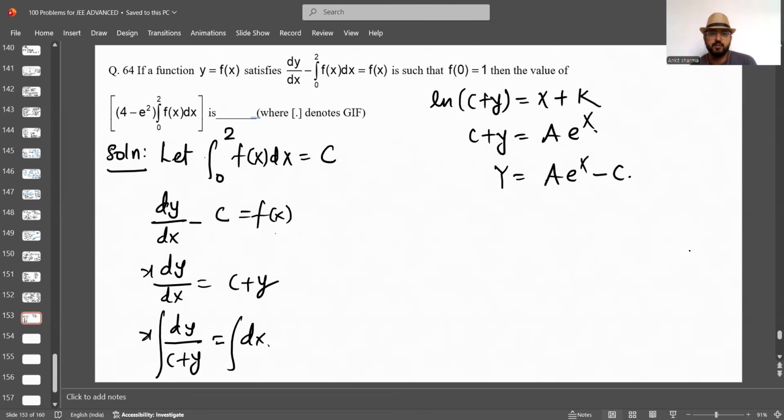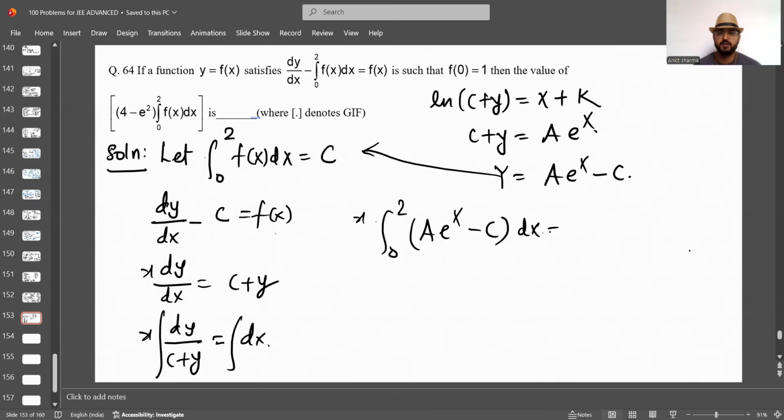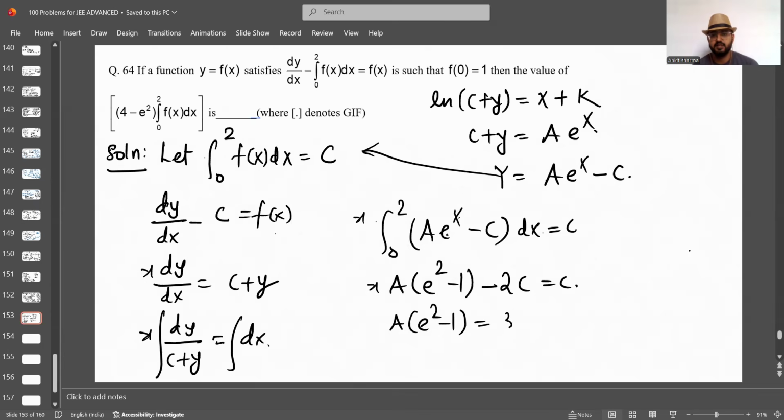So now again I can plug it into this equation. So I have the integral from 0 to 2 of a times e to the power x minus c, dx, is equal to c. So this gives me a, and then the integration of e power x will be e square minus 1, minus 2c is equal to c. So I get a times e square minus 1 is equal to 3c. So that means we have taken this part as c. So I need the value of c ultimately. Anyhow, let us see what we can get through here.